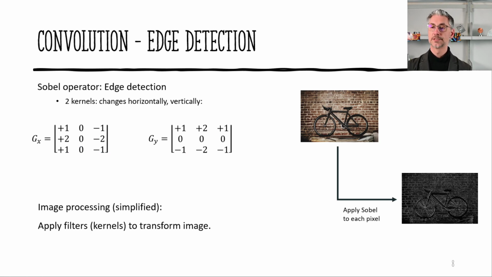We can also do a similar thing to detect edges, and this is what the Sobel operator does. There we have two kernels to detect changes horizontally and vertically. And if we convolve the image of this bike, for example, with a Sobel operator, we can get the edges and identify where there are sharp changes that are related to where the bike ends, for example. So here we apply known filters or the kernel to transform the image.